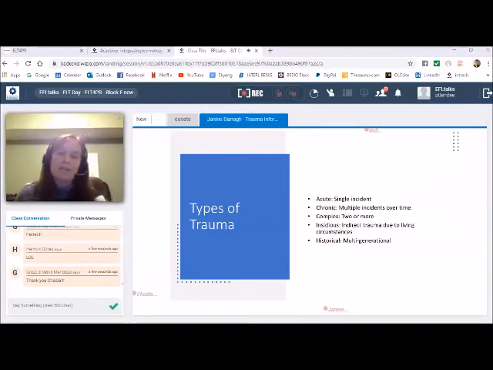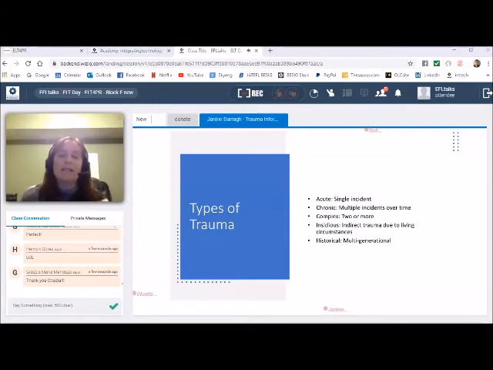Some different types of trauma. There are 5 different categories of trauma that psychologists often use. Acute trauma is a single incident. So we might think of, like, a car accident or, again, a natural disaster. Chronic trauma is multiple incidents experienced over time. Complex is 2 or more different types of trauma.